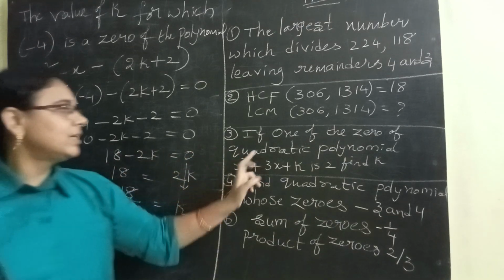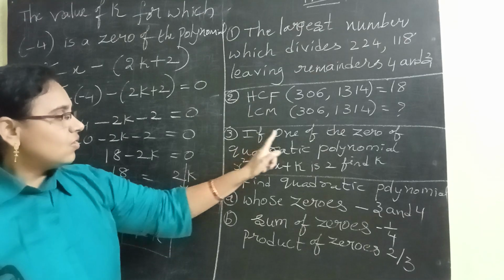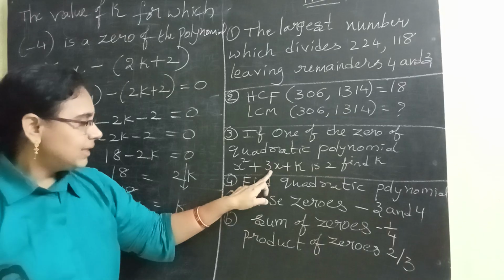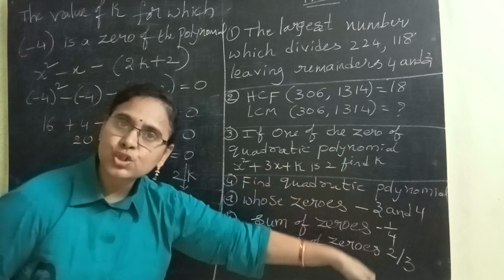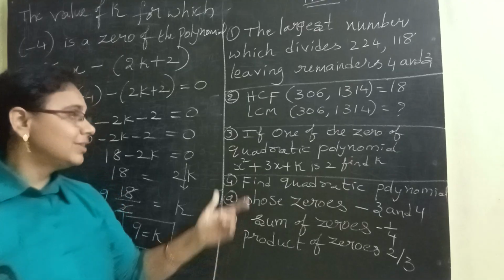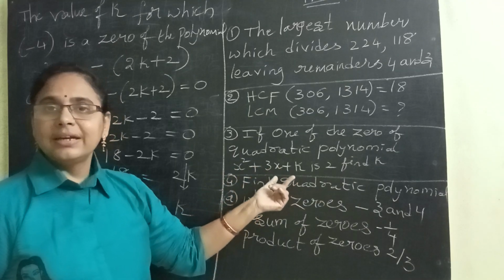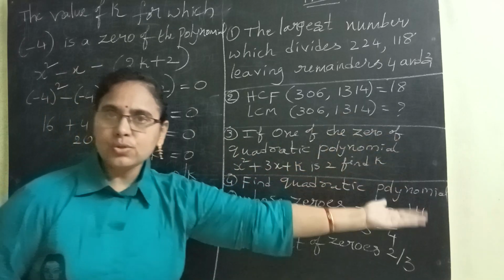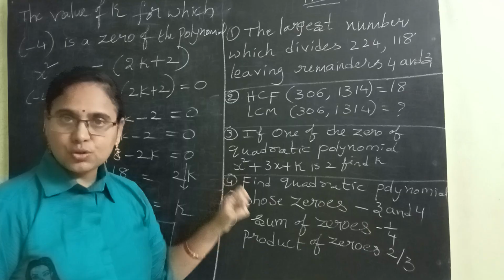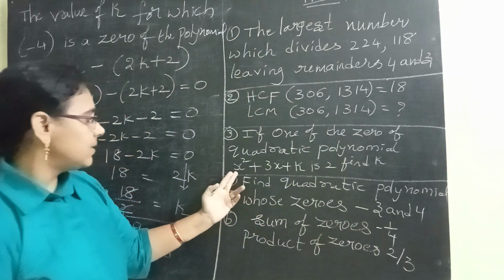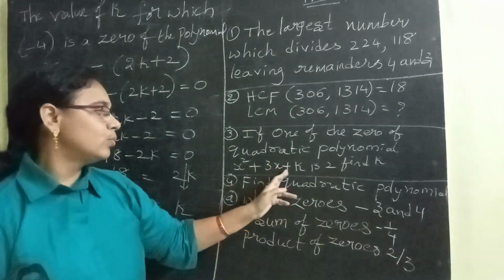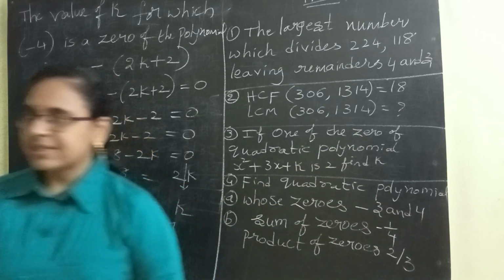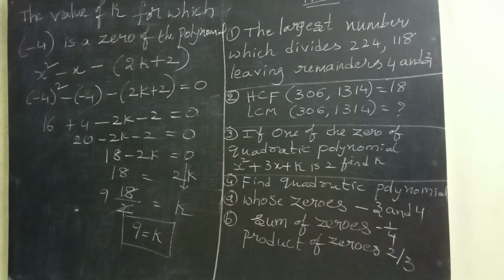Same like this, I have given one question. If one of the zeros of the quadratic polynomial x square plus 3x plus k is 2, then in place of x substitute 2 and equate to 0. That means 2 square plus 3 into 2 plus k is equal to 0. Then you will get the value of k. Understand? Like that you have to finish it.